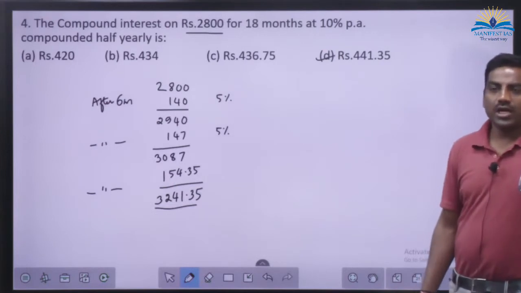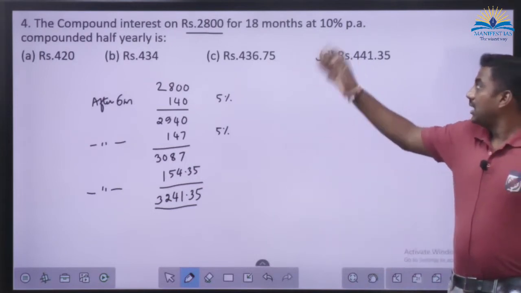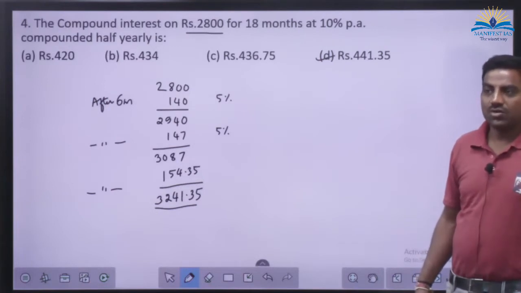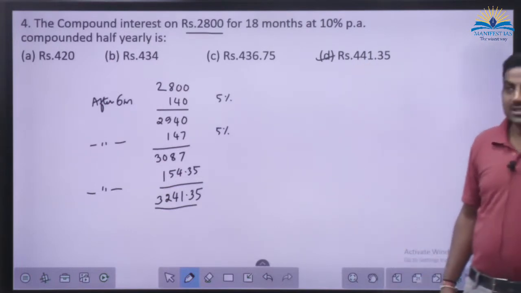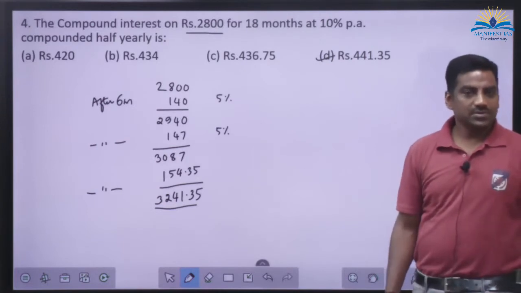Generally, if you had gone for simple interest, without compound interest, 10% for 1.5 years is 15%, no? 15% of 2,800 would be 420. Here we are getting 441. So this extra 21 rupees is the effect of compound interest.